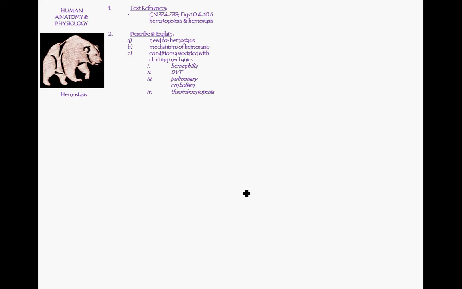So I just want to start this off by saying that there are four basic things that are going to be happening here. The first thing, anytime that you have any sort of blood loss, is you're going to first have vascular spasms. So vascular spasms, meaning vasoconstriction. The blood vessels are going to constrict, namely arteries are going to constrict here.